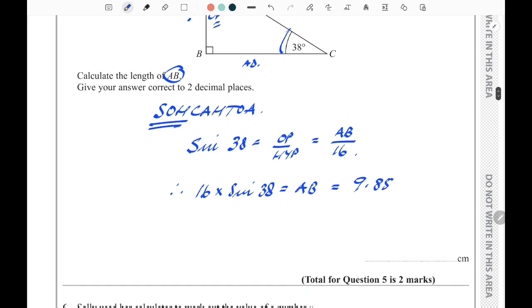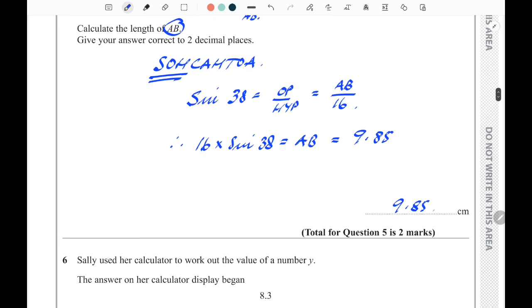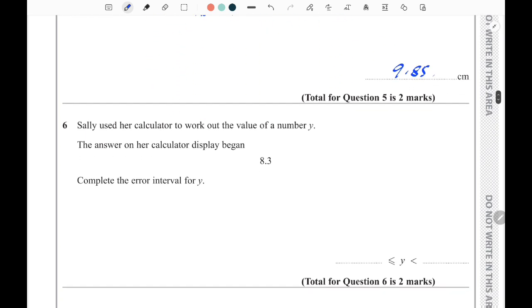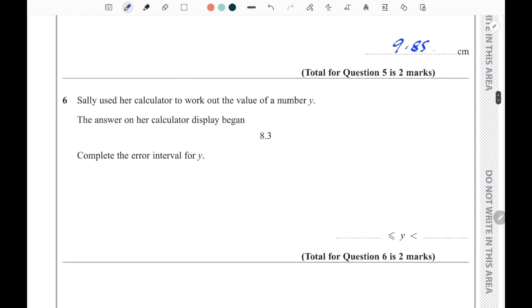Okay, so 9.85. Right. Number 6. Sally used a calculator to work out the value of a number y. The answer on a calculator display began this, and that means there were other numbers after it. Okay, we don't know how many or what, but it began with 8.3. This is called truncation.